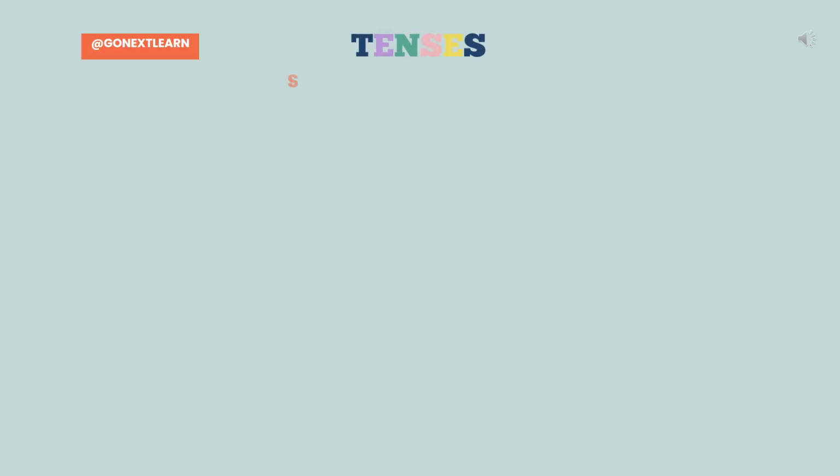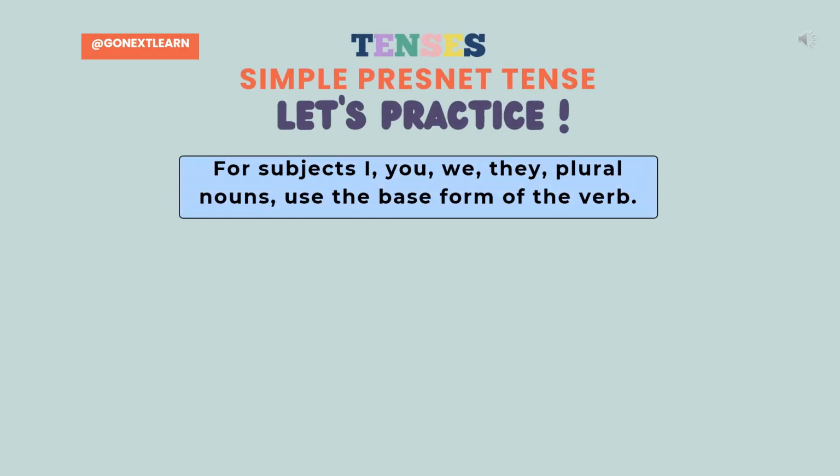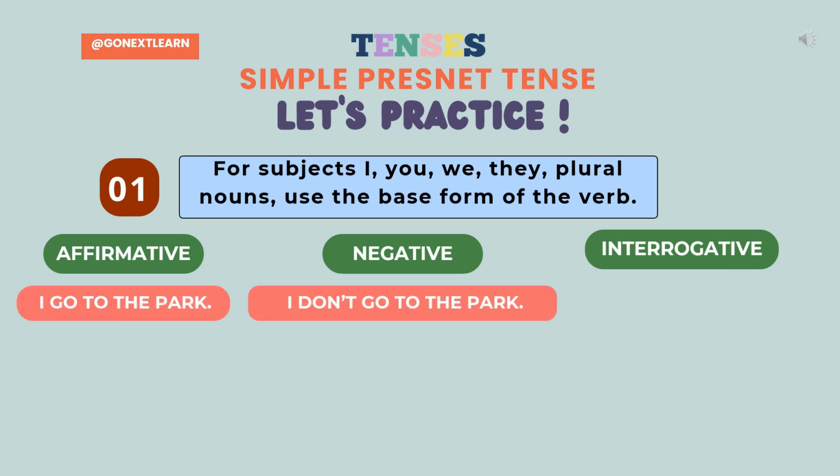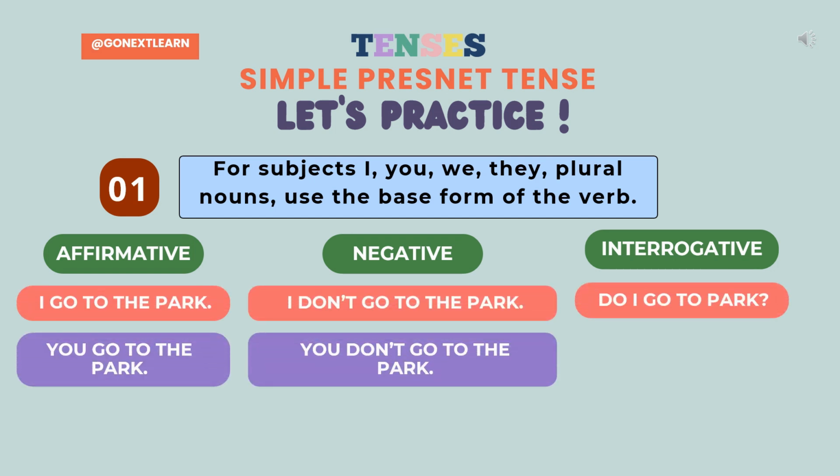Let's put it all together with the pronouns I, you, we, and they. Notice the verb go never changes its form. We use the base verb for everything. Affirmative: I go to the park. You go to the park. We go to the park.